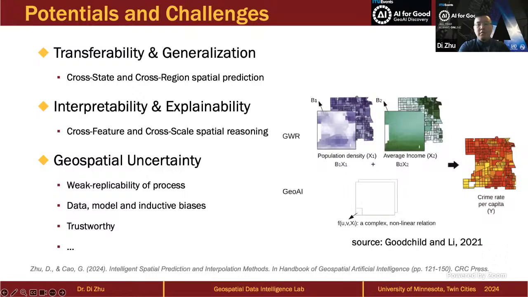So to very quickly sum this up and lay out some challenges, here we believe the future of spatial prediction methods definitely needs to embrace AI, but at the same time add the concerns from the GeoAI perspective, such as how to enhance the transferability and generalization across regions and across time status. And also, how to enable reasoning across spatial variables, spatial features, and across spatial scales. And also to mitigate the geospatial uncertainty that has been long-standing in the realm of spatial prediction, how to utilize some methods to increase the replicability, mitigate the bias, and ensure the trustworthiness and fairness of spatial prediction for sure.